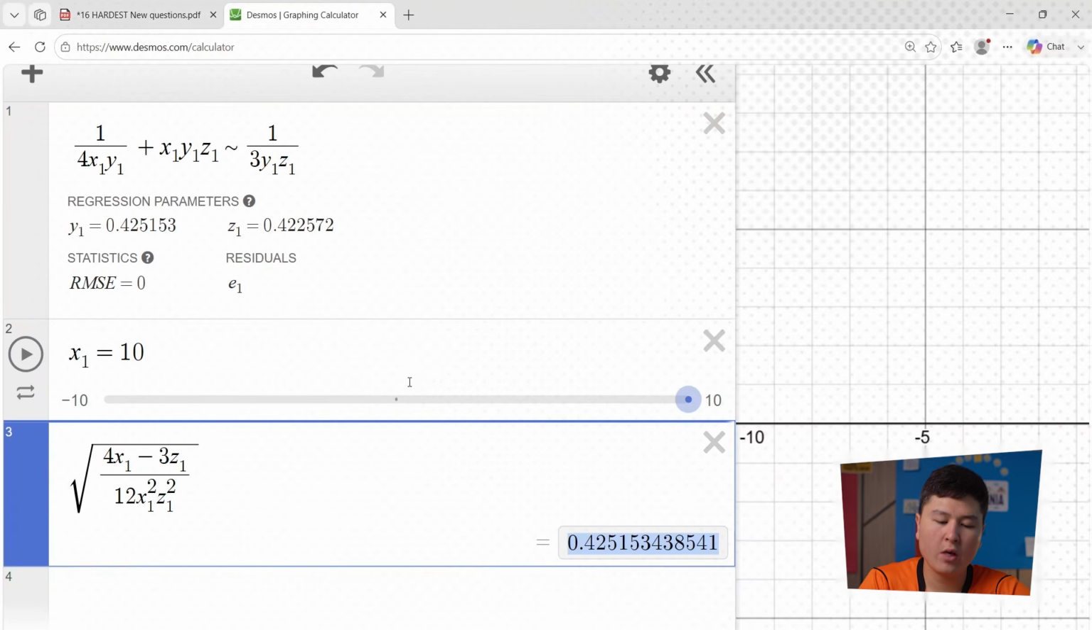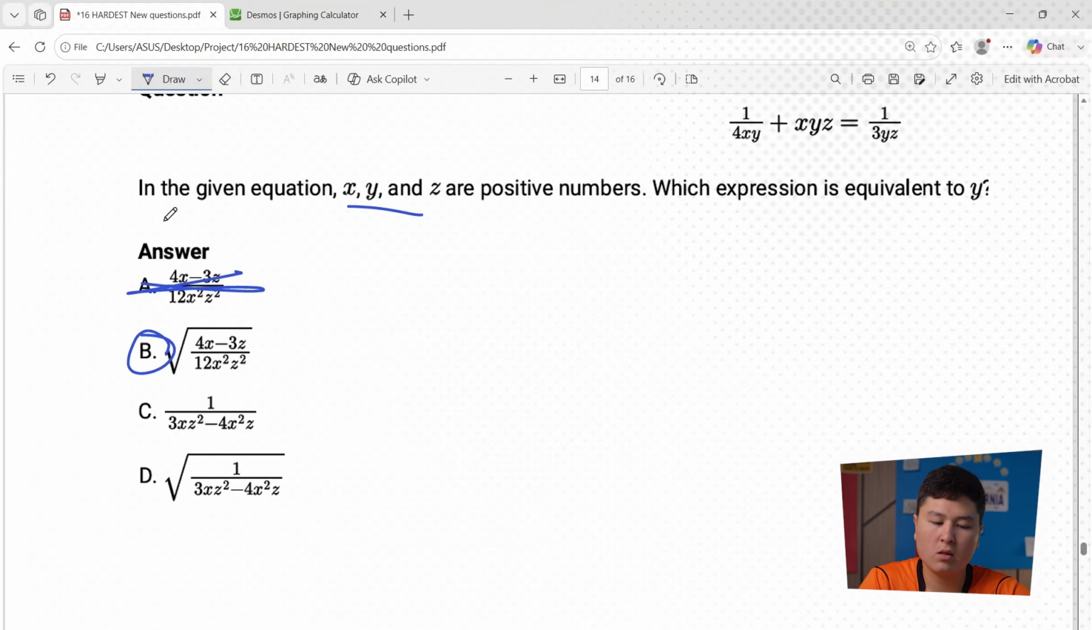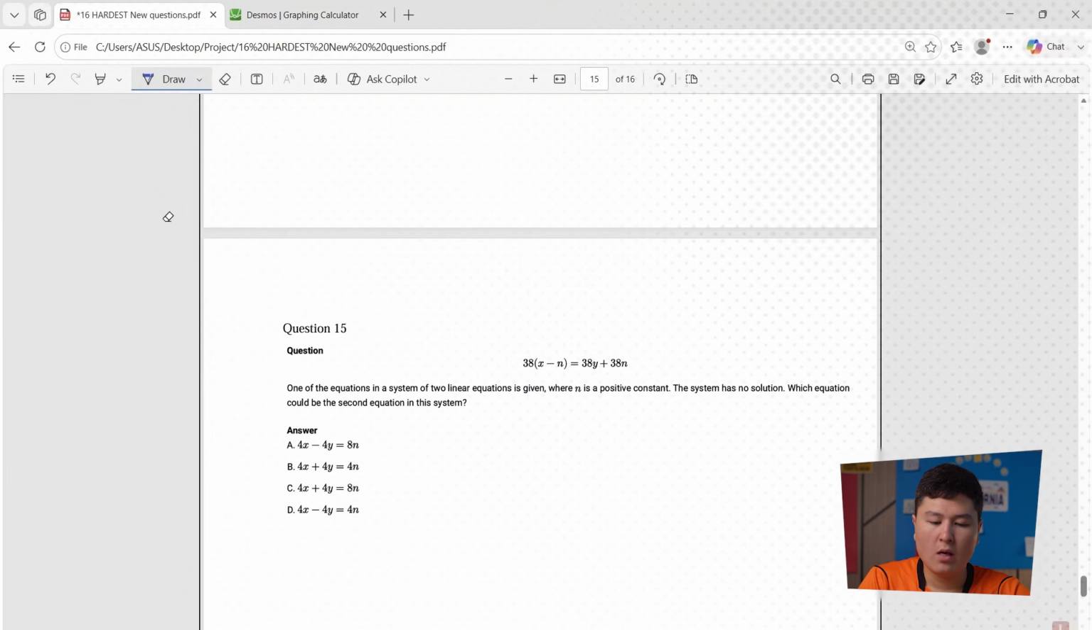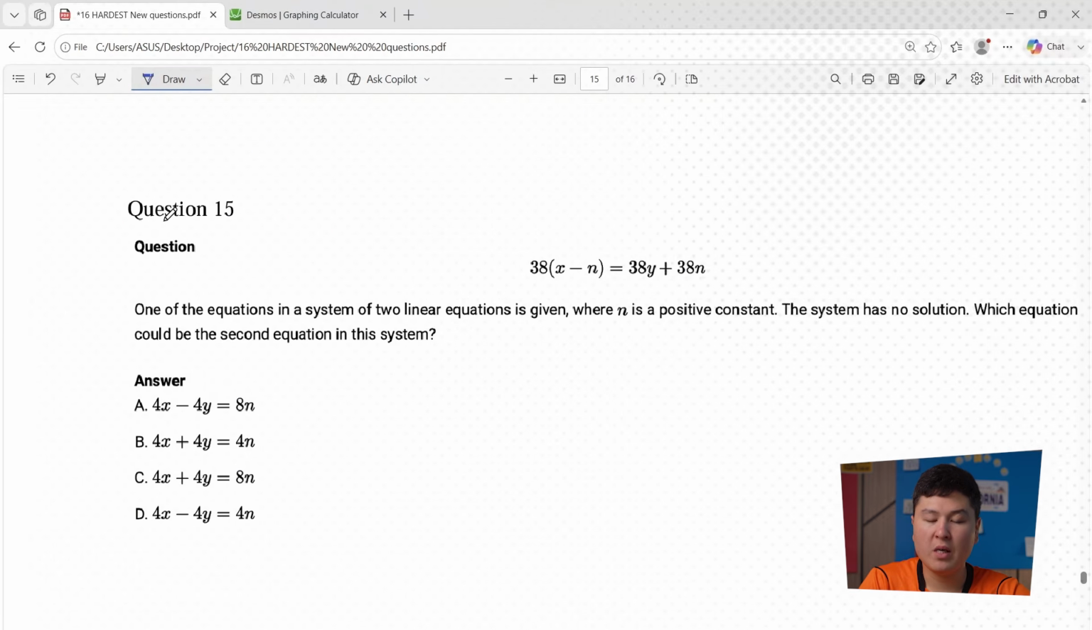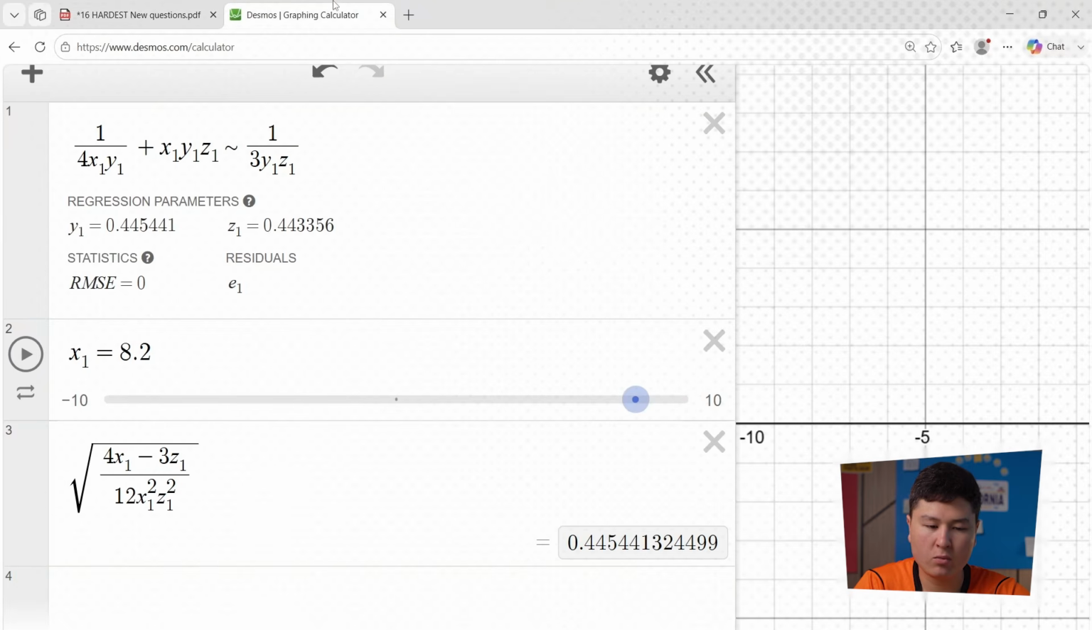If you are not sure, you can just change the values. For example, if you change the x1 and look at the y, and you have the same y value, then the answer is B. And our question 15, maybe you know this question, it's about no solution, but I will be teaching you the Desmos way.